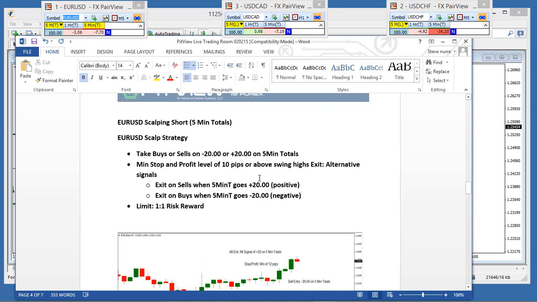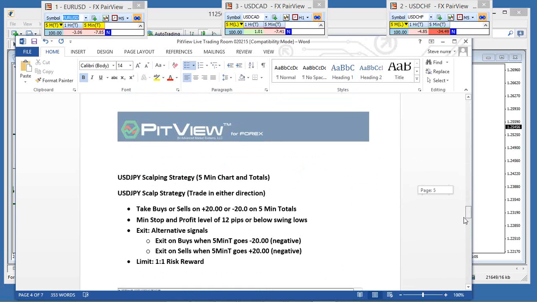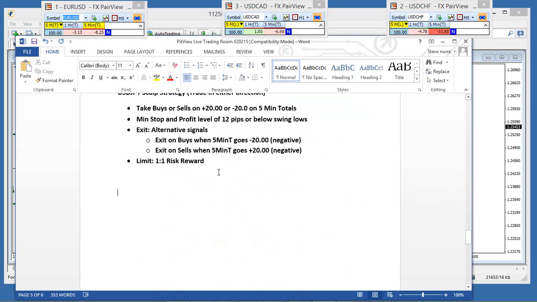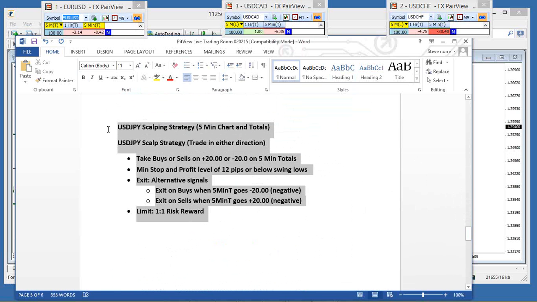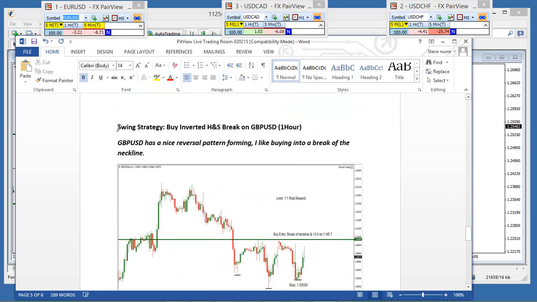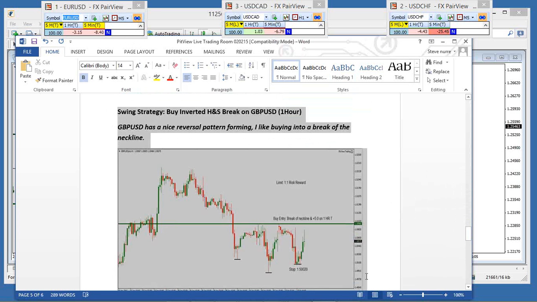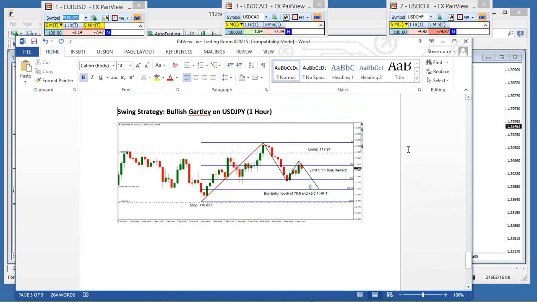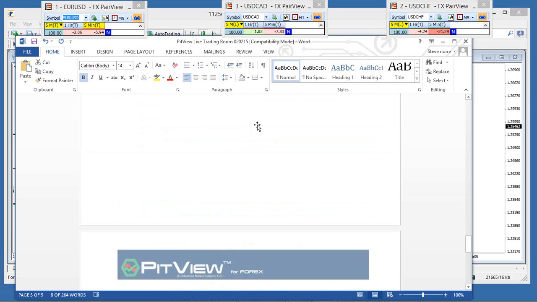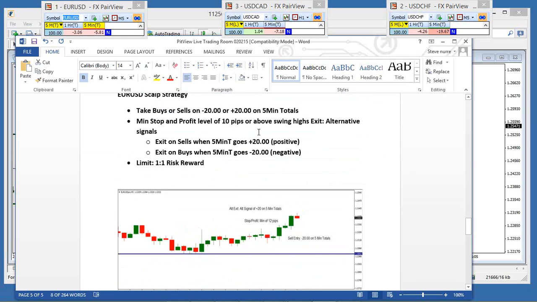And I'll copy and paste that article I wrote to this also. And don't forget, we're not doing dollar yen. We already have a strategy we're going to stick with, our swing trading strategy on dollar yen. This was the profitable trade we had on pound dollar. And here's our bullish Gartley on dollar yen. So that'll just about do it for our strategies for today.